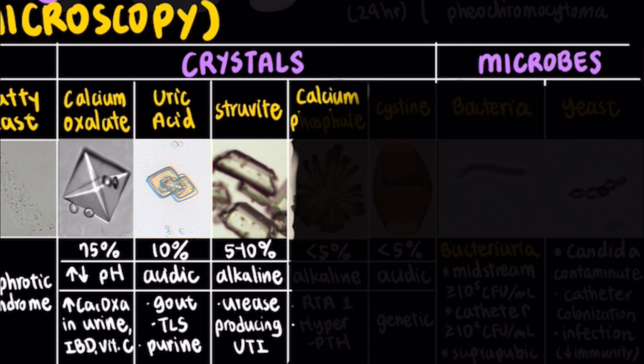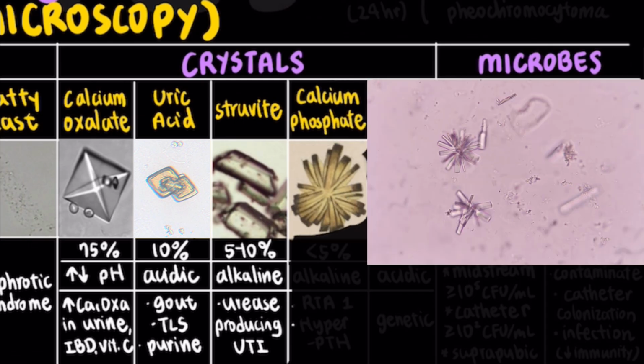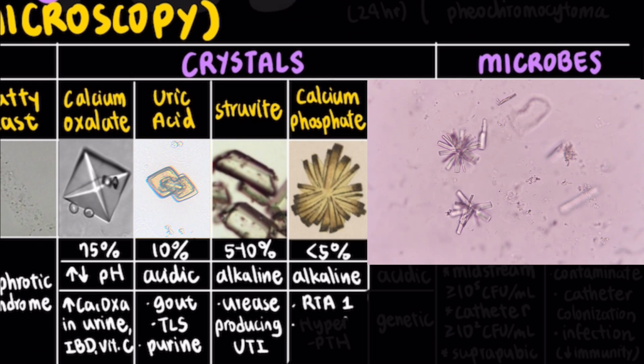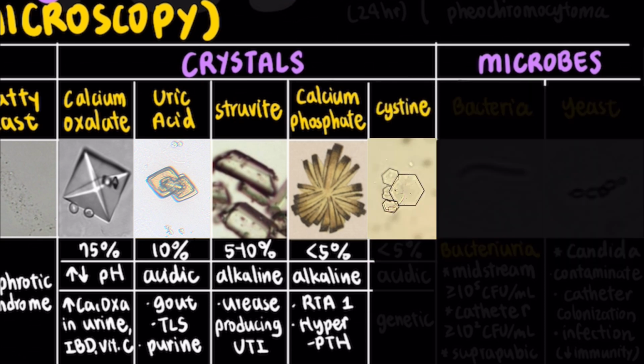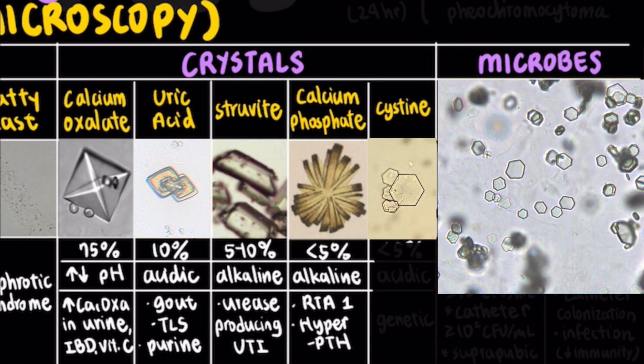Calcium phosphate crystals are less common, at less than 5%. They look like rosettes or prism-shaped plates, and they form in alkaline urine. They're associated with type 1 renal tubular acidosis and hyperparathyroidism. Lastly, we have cystine crystals, which are rare but very distinctive. They appear as hexagonal plates, and they form in acidic urine. They're seen in people with cystinuria, a genetic disorder that affects amino acid transport in the kidneys.